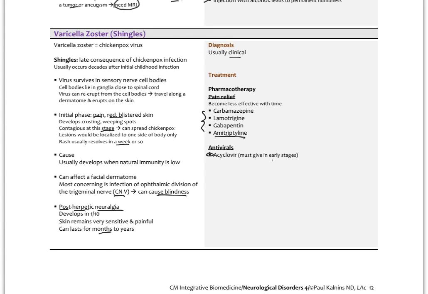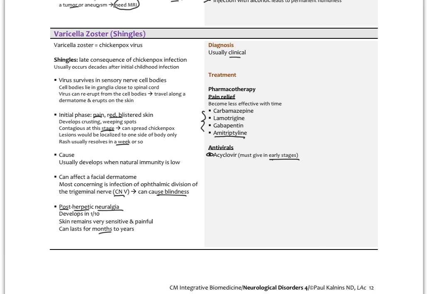So if we catch this in the early stages, usually within the first couple of days that the patient presents, acyclovir seems to be able to reduce the duration of the infection and potentially to reduce the incidence of post-herpetic neuralgia. So I'm just talking about the biomedical approaches here. Of course, we would think about the therapeutic order 1 through 3 as well to go along with this.